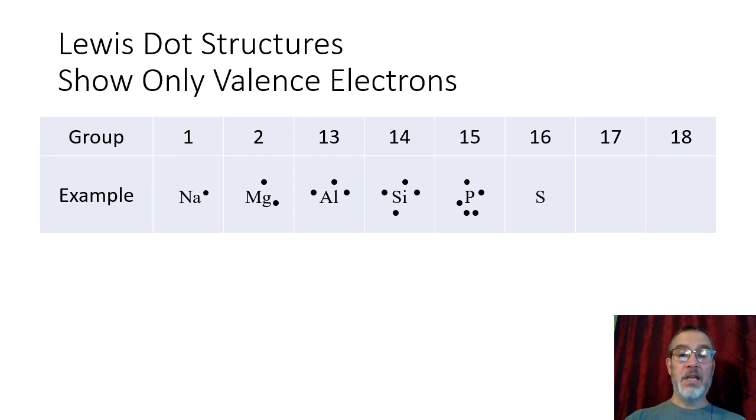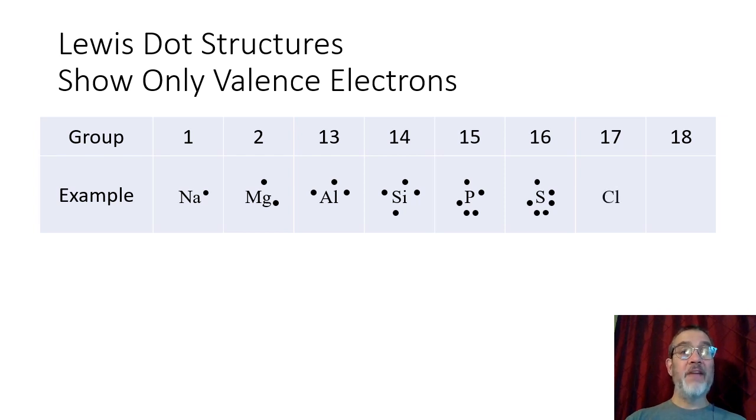Group 16, we can have sulfur. That's going to have 6 valence electrons. So you see if I go left, right, top, bottom, I would have 2 more. So I'm going to have to double up in 2 places. So what I've done is I've doubled up on the right and doubled up on the bottom, and then a lone electron on the left and a lone electron on the top.